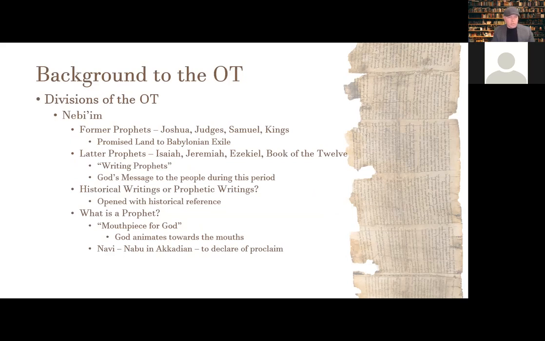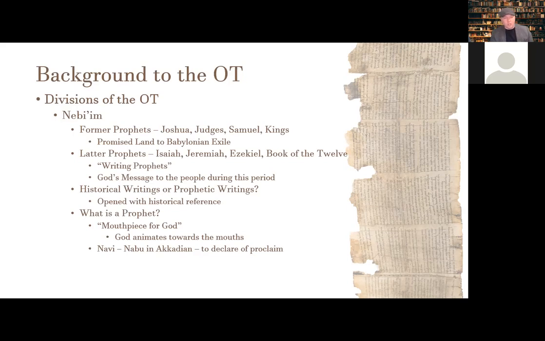All right, looking at the next division, the Nevi'im, the prophets. So we have this broken down. You saw it on the graphic earlier, former and latter prophets. That's kind of a misnomer, because actually some of the so-called latter prophets were written at a time before the former prophets. But this is how they broke it down. It was kind of a chronological thing, but the former prophets are Joshua, Judges, Samuel, and Kings. It covers the entrance into the promised land all the way to the Babylonian exile.